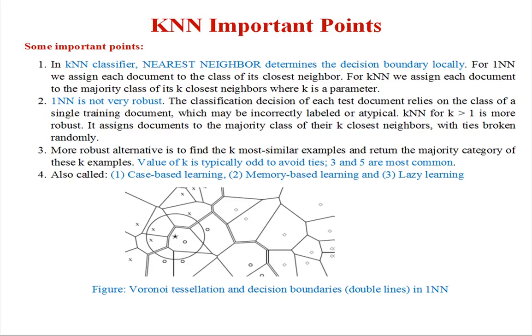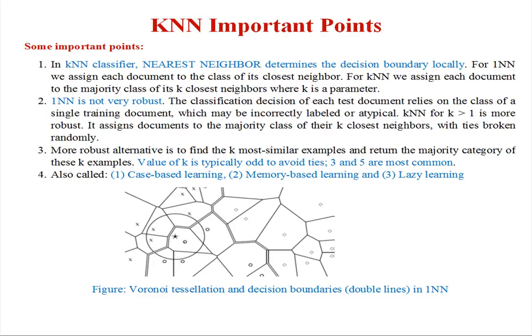Now some important points with the k nearest neighbor classifier. The k nearest neighbor classifier determines the decision boundary locally. Means there is no global information required about the documents. This is a simple example which uses a one nearest neighbor based classifier. This is equivalent to a Voronoi diagram.